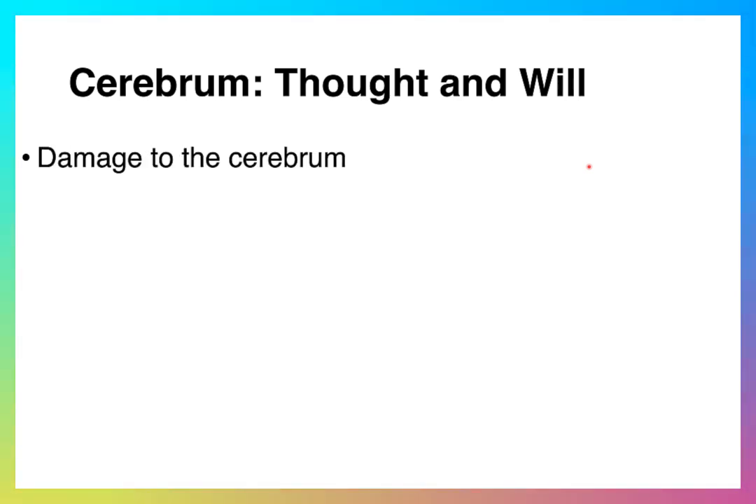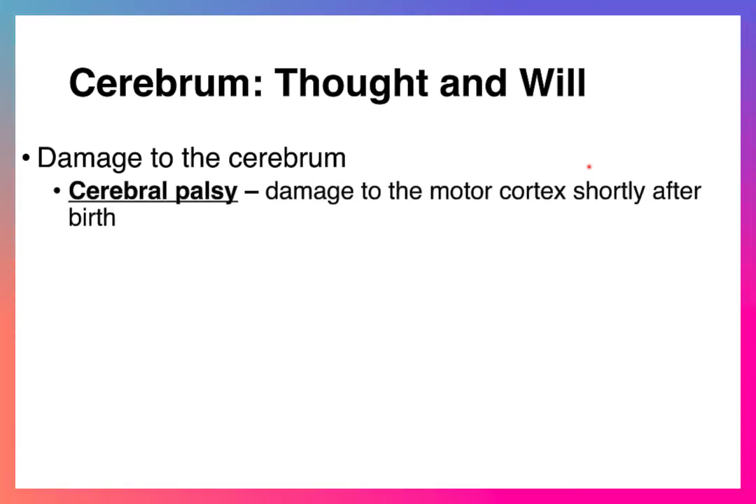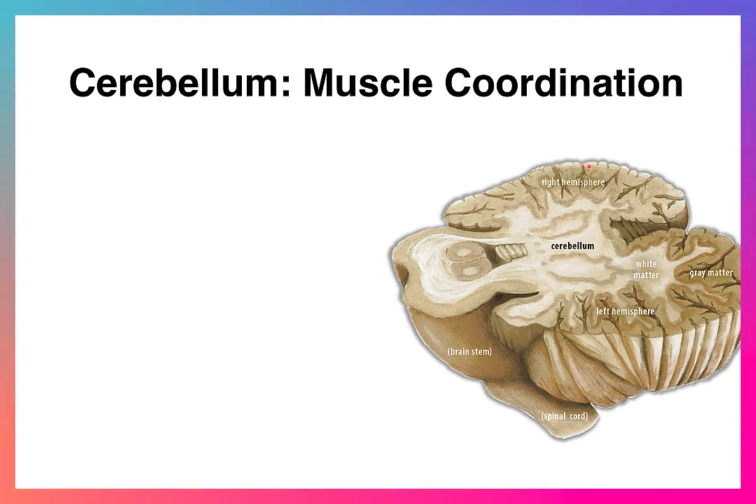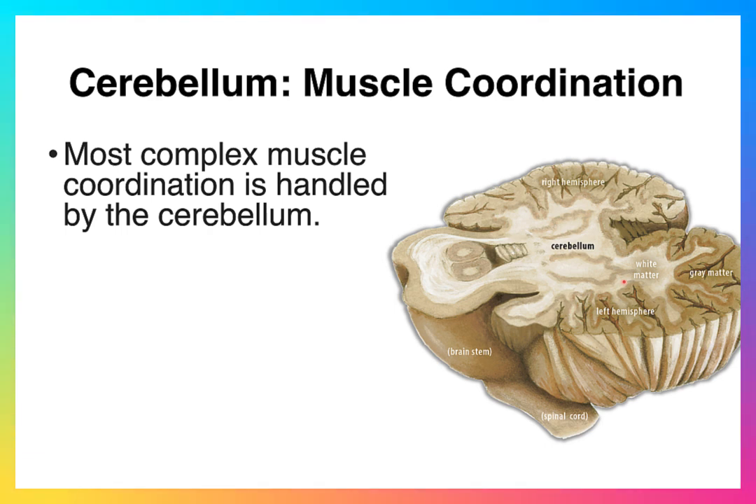Now, there are various ways the cerebrum can be damaged. The one that's most commonly spoken about is called cerebral palsy. This is damage principally to the motor cortex that is caused by a lack of oxygen during childbirth and usually arises shortly after birth. The cerebellum is the area of muscular coordination in the body, and the cerebellum is also divided into two hemispheres with a gray matter area and a white matter area. The complex muscle coordination is handled by the cerebellum.